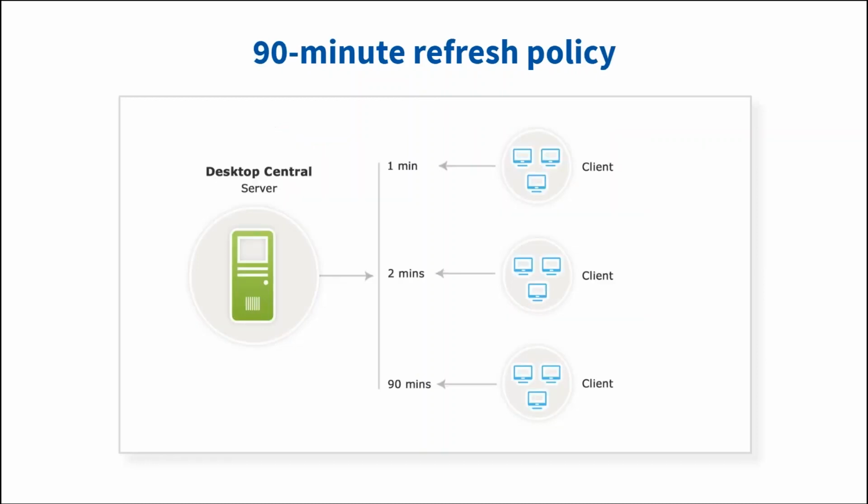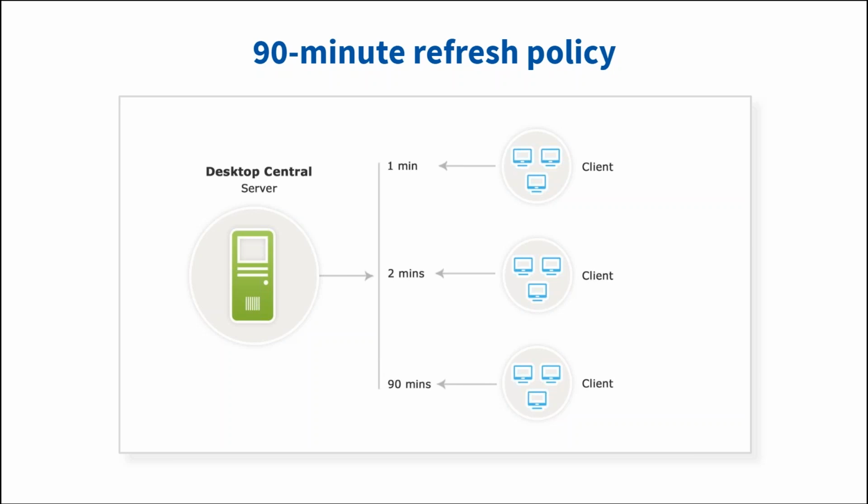So let's get into the interesting concept of the 90-minute refresh policy. As I told you, Desktop Central is a client-server model, which means all your clients should communicate with your Desktop Central server to pick up tasks. Imagine you're managing more than 10,000 computers, or a large network where a number of computers communicate with your server at the same instant. Two things may happen: your bandwidth may get choked, or your server functionality will get disrupted.